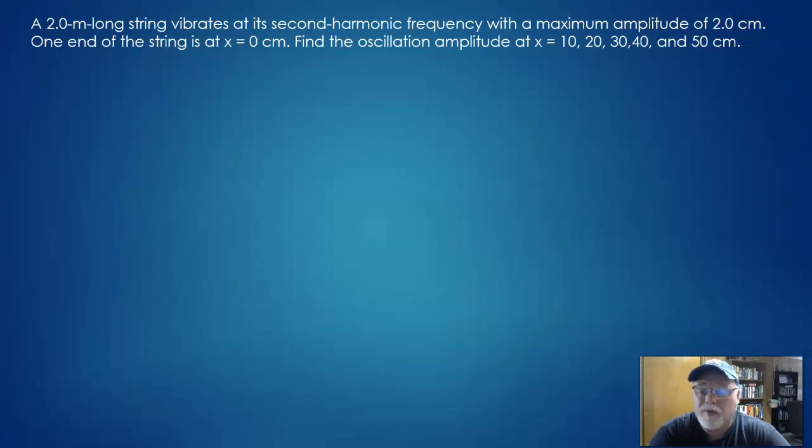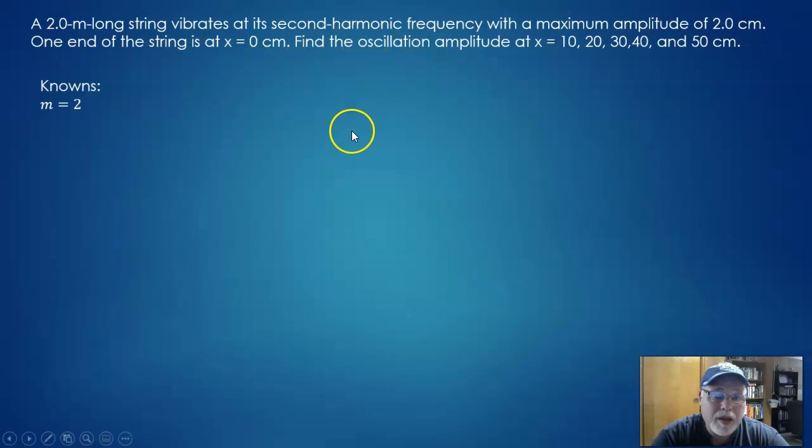Okay, well, let's tackle this problem. Let's use our process that I started teaching you last year. Let's write down our knowns. Well, we know that we're at the second harmonic frequency, right? So we know that M is equal to 2.